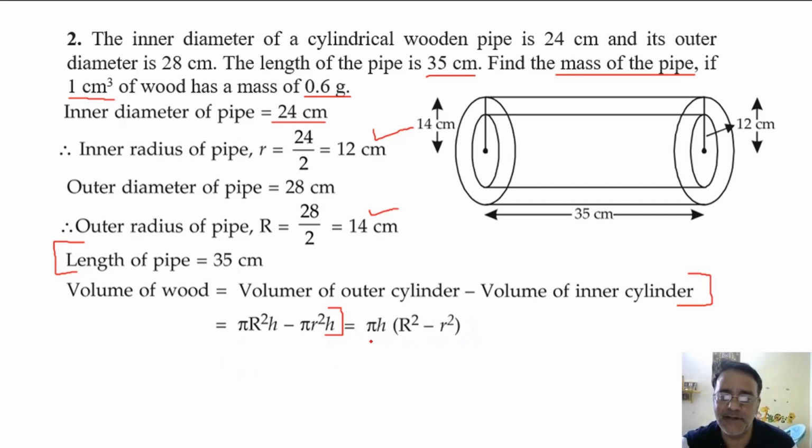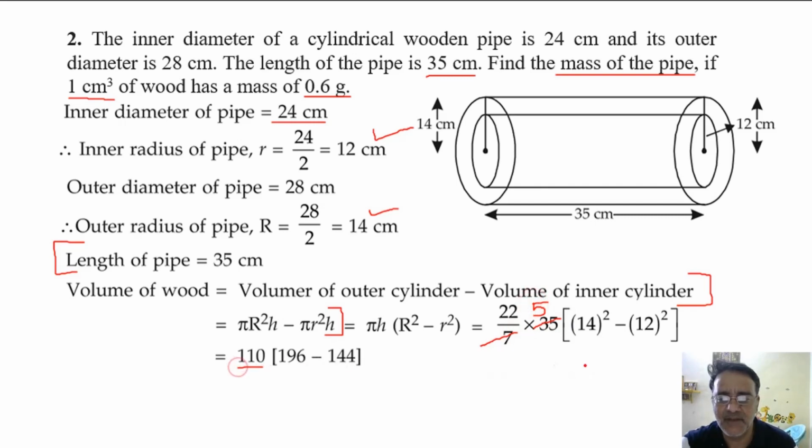Now substitute all the values. The value of pi is not given in the question. So 22 upon 7 into 35 into 14 square minus 12 square. This we can cancel, so it becomes 110. 196 minus 144, that is 52. So 110 into 52, you will get the final answer 5720 centimeter cube. Now this is the volume of wood.